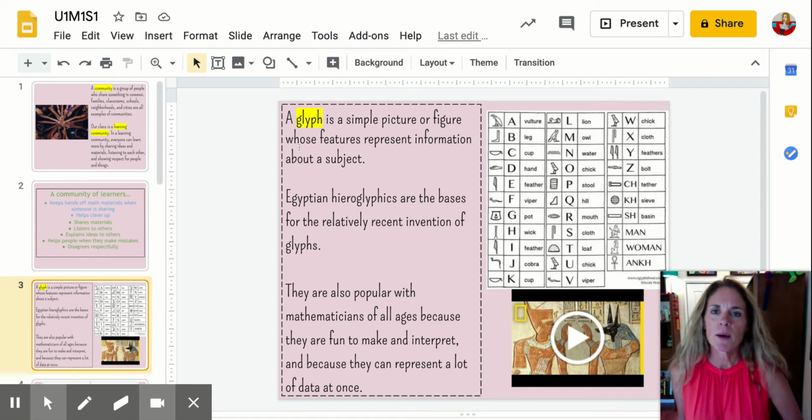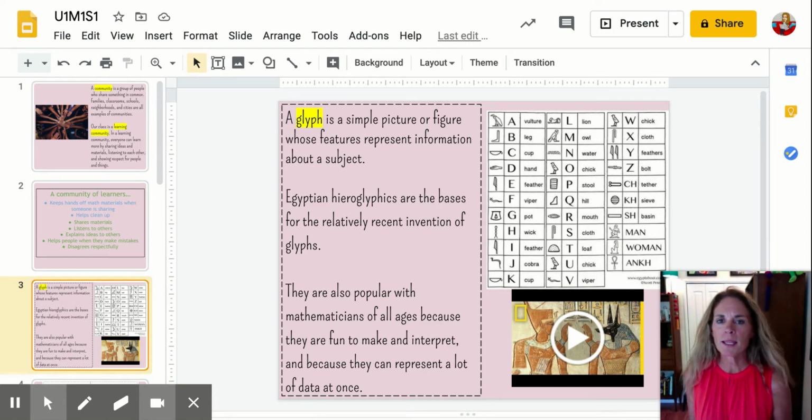So today we're going to talk about something called a glyph, and you might have heard of something called a hieroglyph. This picture here is a picture of different hieroglyphs from Egypt. A long, long time ago, the Egyptians created pictures that meant something. So each picture had a meaning connected to a letter, and that's how they wrote. This is a movie that will teach you a little bit about the Egyptians and how they created their alphabet, and how they also were really the first group of people who used math in a significant way.